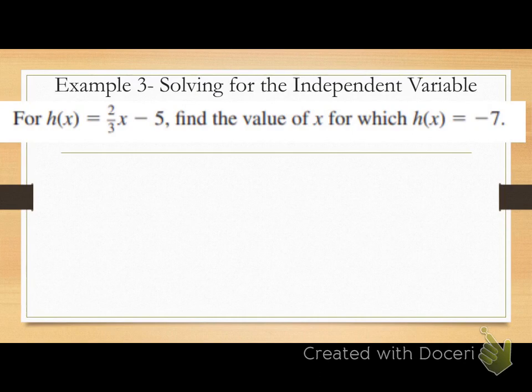Example 3. Solving for the independent variable. So we talked about independent and dependent variables a few lessons ago. Our x variable is our independent variable, and our y variable, or in this case h of x, is our dependent variable. So it says for h of x equals 2/3 x minus 5, find the value of x for which h of x equals -7.